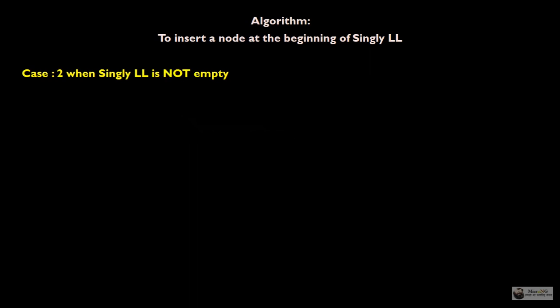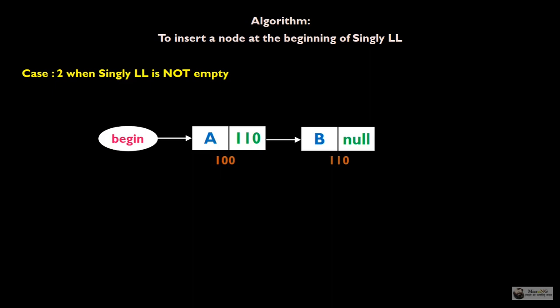Case 2 is when single linked list is not empty, if there are already some nodes present in the single linked list. In this case, there are two nodes with values A and B, and begin is pointing to the first node. In order to insert a node at the beginning, first we need to create a temporary node. TMP is a temporary node which is having two parts, data part and next part. In the data part, we have to store the actual value. So data part of temp is stored with the value.